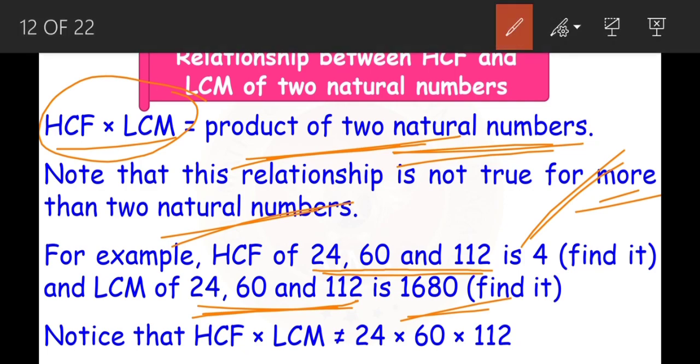Now, according to this, if we multiply HCF and LCM, it should be equal to the product of the numbers. But if we multiply, these values are not equal. That's why they have given the not equal to symbol there. So, in the case of three numbers, the product of the three numbers is not equal to the product of their HCF and LCM, because that relationship is applicable only for two numbers.